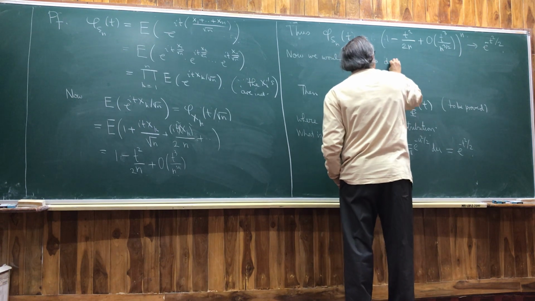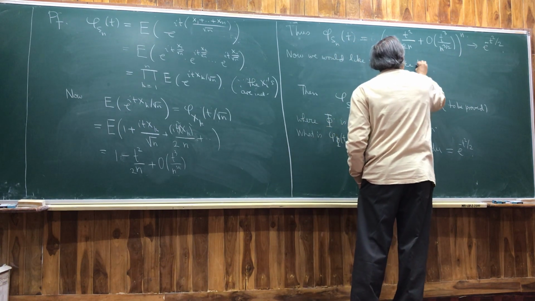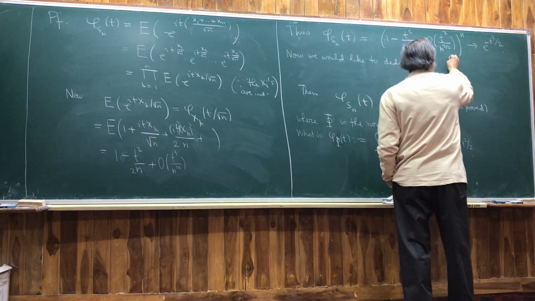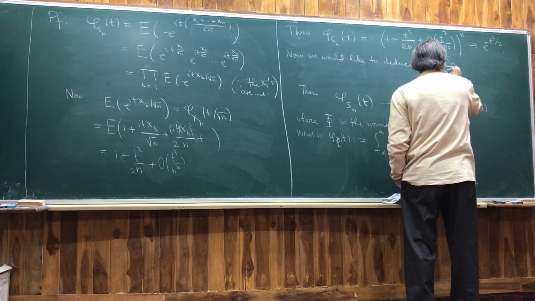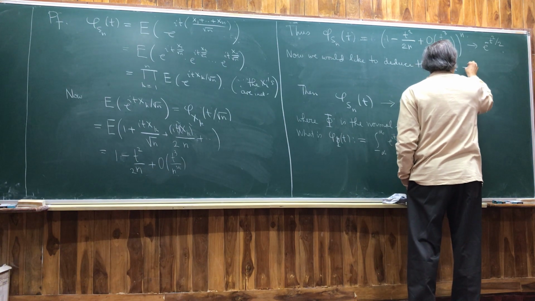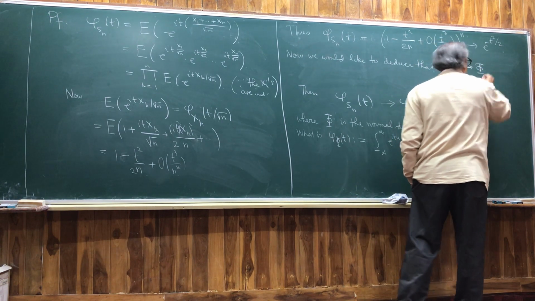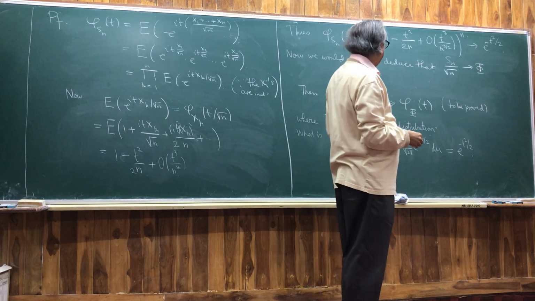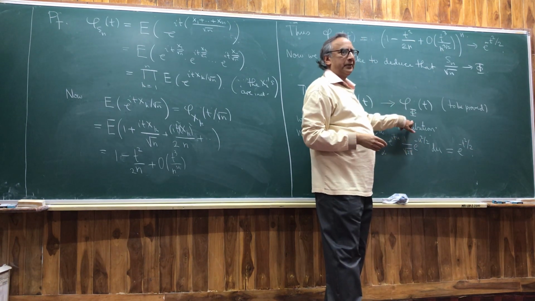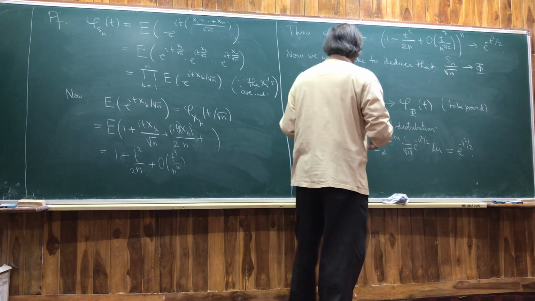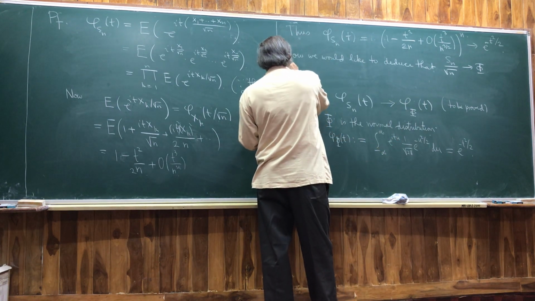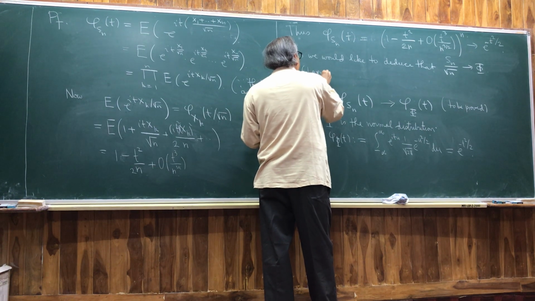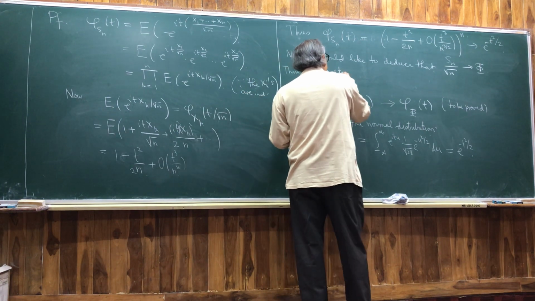deduce that Sn over root n tends to the normal. We only have it in the level of characteristic function. So, to do that, there's a theorem of Levy. I'm not going to prove it. It's called Levy's continuity theorem.